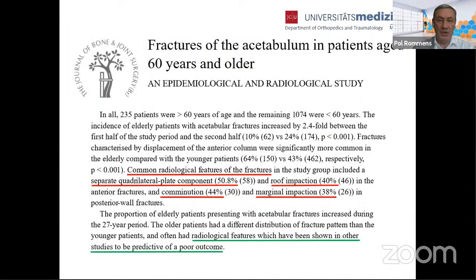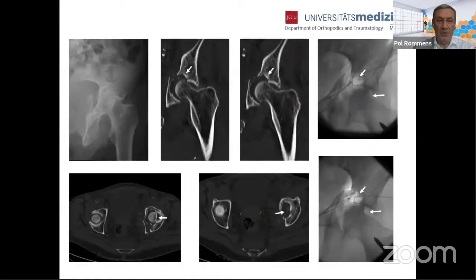The common radiological features of the fractures in these older people included a separate quadrilateral plate component in 50% of the cases, a roof impaction in 40%, a comminution of the acetabular fractures in 44%, and a marginal impaction in 38%. And these radiological features have also been shown in other studies to be predictive of a poor outcome.